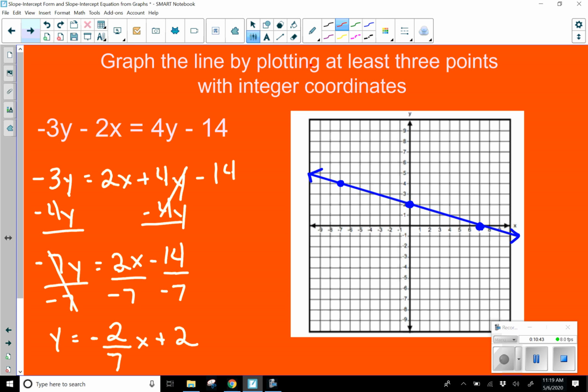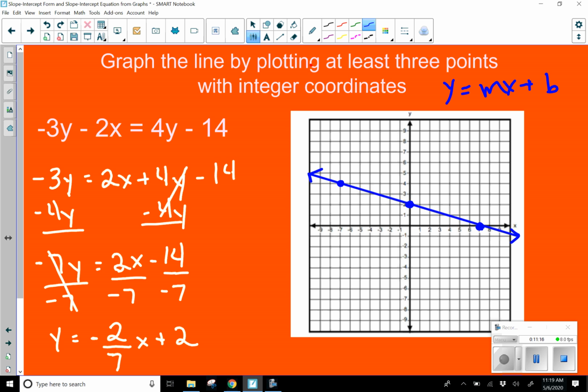Let's try another one. Okay, so again, we don't have an equation in slope-intercept form, so we want to put it into y equals mx plus b format. So the first thing that I did was I subtracted 4y on both sides to get my y's all to one side on the left. -3y and -4y is going to leave me with -7y, and we can see that it cancels out on the right hand side. So that leaves us with -7y equals 2x minus 14.